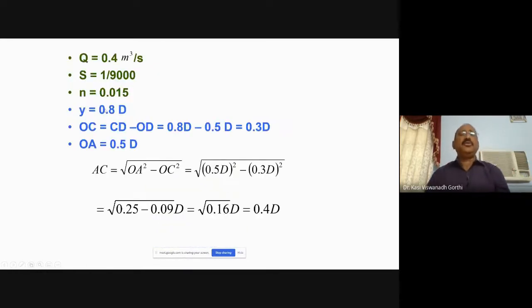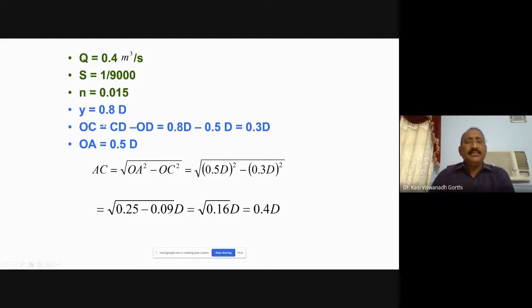The discharge Q is 0.4 meter cube per second, 400 liters per second, that is 400 divided by 1000 meter cube per second, as 1 meter cube is 1000 liters. Longitudinal slope S is 1 by 9000. Manning's coefficient N is 0.015. The depth of flow Y is 0.8 times the diameter, 0.8 D.